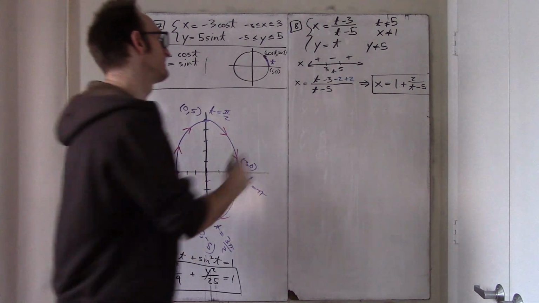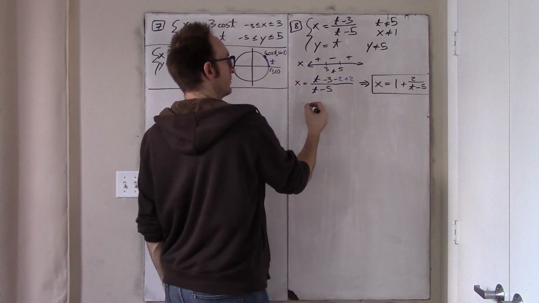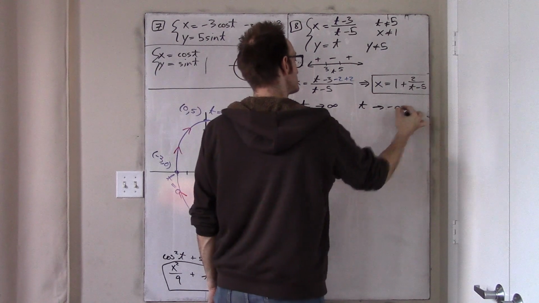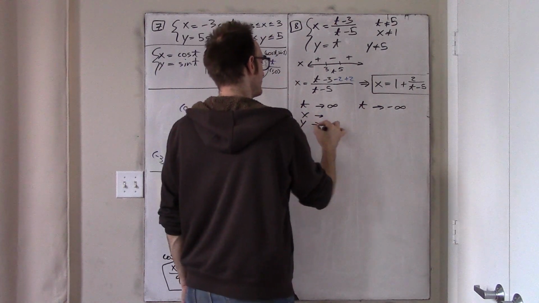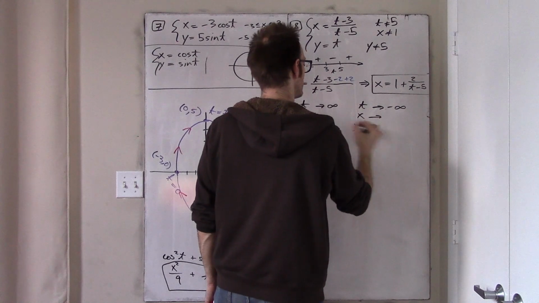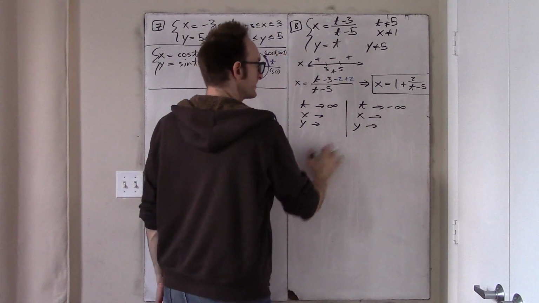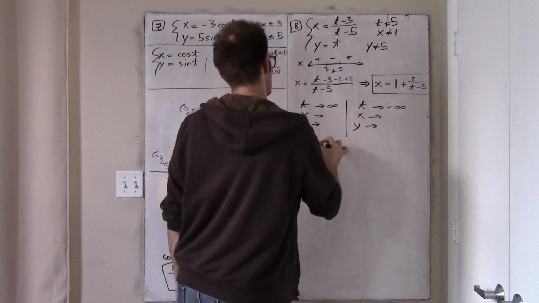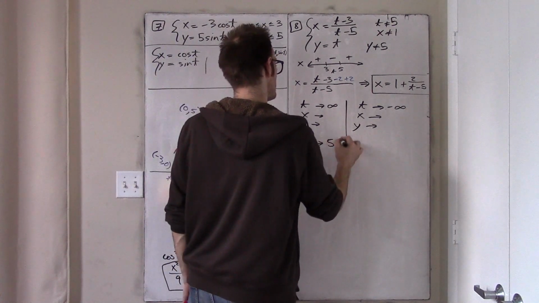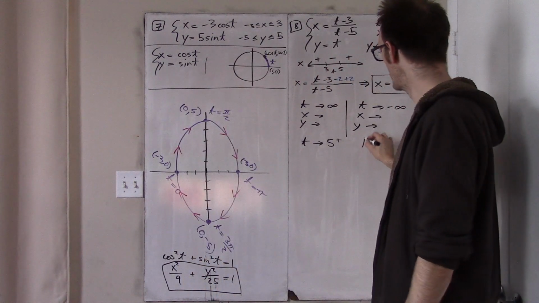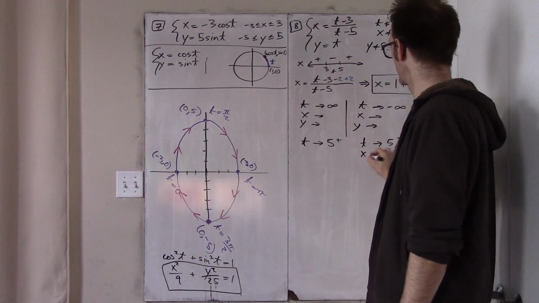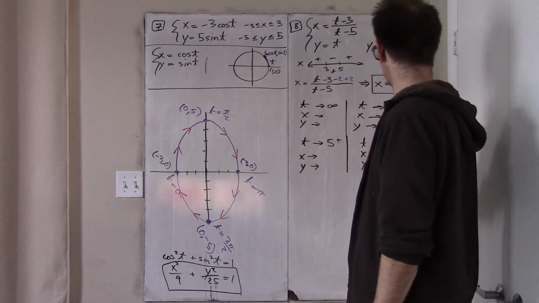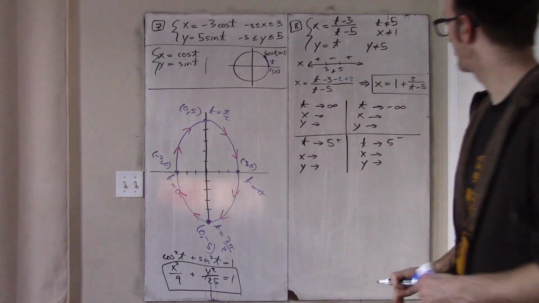near 5. Alright, so the full solution here would involve us looking at what happens as t approaches infinity, what happens as t approaches negative infinity. I might not have enough space to fully carry this out, but also we should look at what happens as t approaches 5, and of course it's going to matter whether t approaches 5 from the right or t approaches 5 from the left. So let's just do this problem properly.